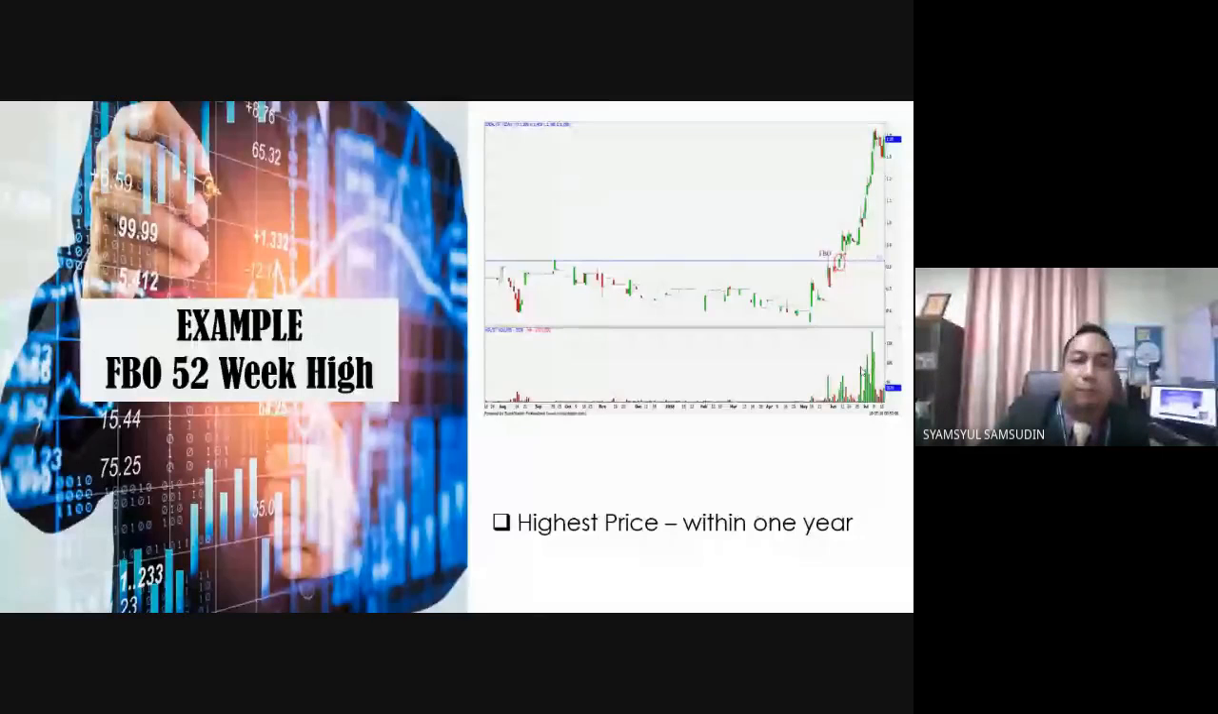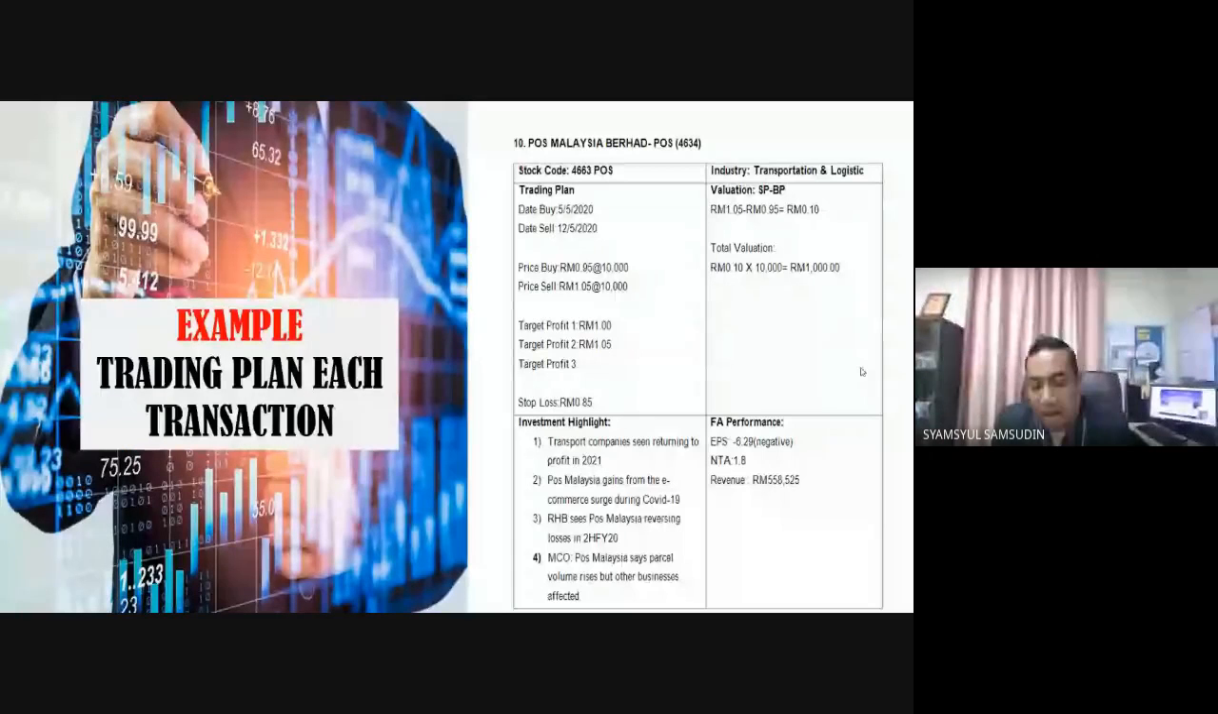Okay. Every investor or every fund manager, so student in Malaysia also need to do the trading plan for each transaction. So they need to do the trading plan because proper trading plan. So this is one of the example last semester student. So they make the trading plan for each transaction. Setiap counter yang you nak masuk, you need to do the trading plan. So katakan dia masuk counter Post Malaysia, code dia 4660. So it does the transportation and logistic.